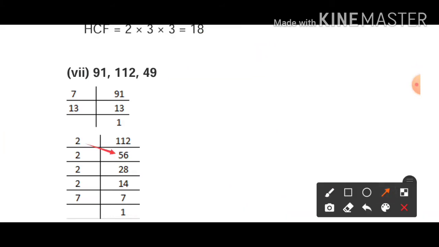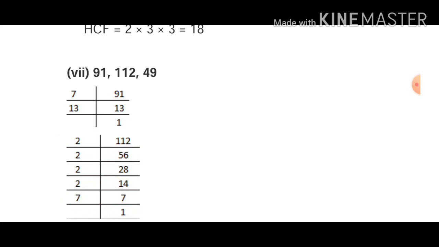2 5s are 10, here 1 is left, it means 2 6s are 12. Then again 2 2s are 4, 1 is left, 5 minus 4 is 1, and 16 came here, so 2 8s are 16. Then 14, 2 14s are 28, 2 7s are 14, and 7 1s are 7. So these are the factors of 112.